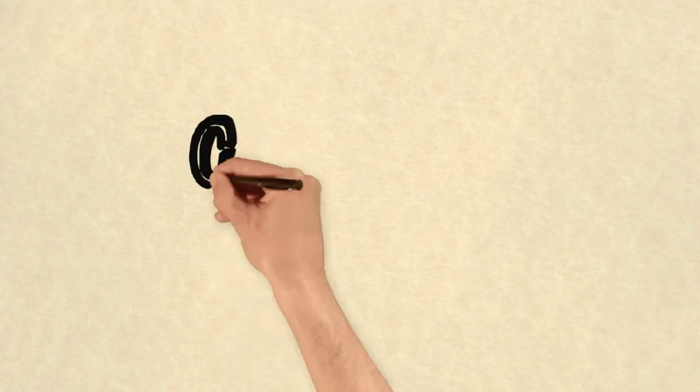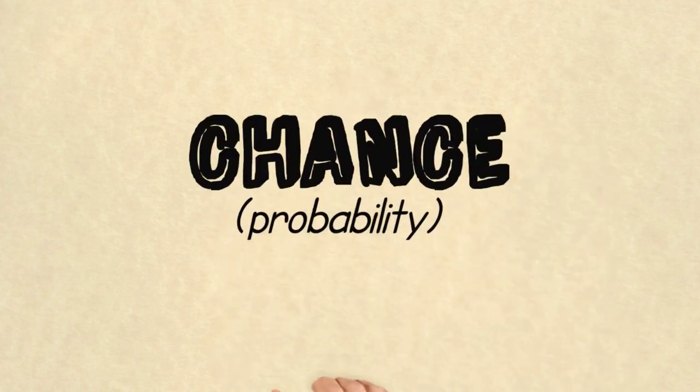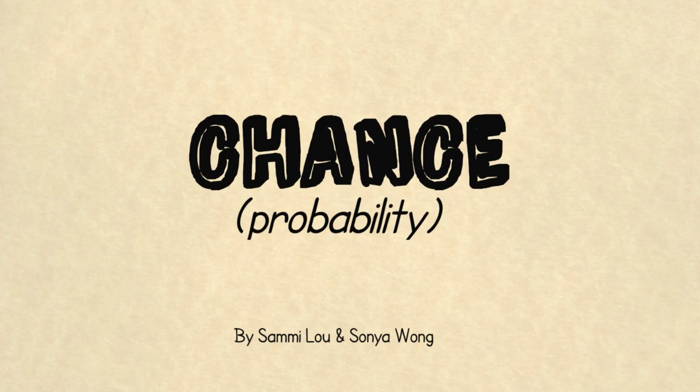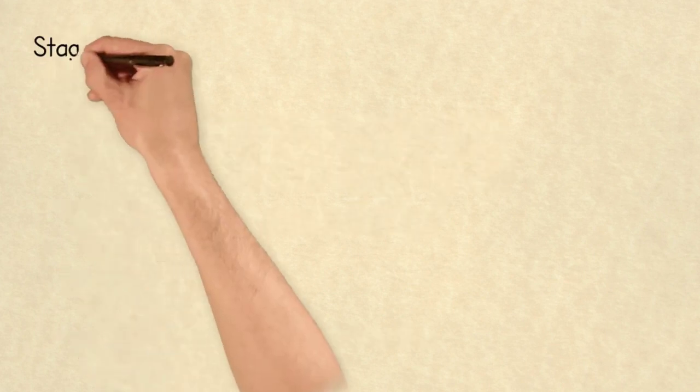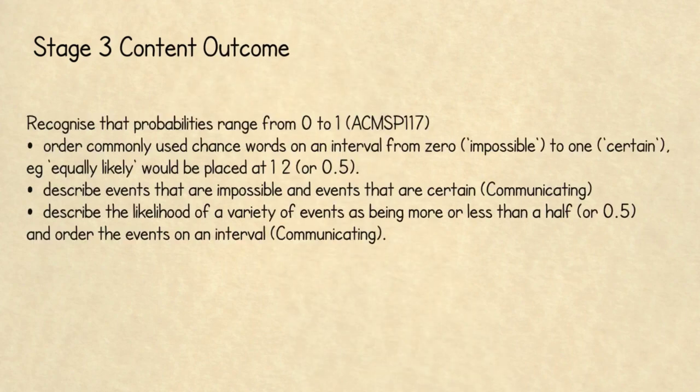In this video, we will be talking about one of the content areas from the New South Wales Mathematics syllabus, which is chance. The Stage 3 content outcome aims for students to recognise that probabilities range from 0 to 1, and order commonly used chance words on an interval from 0, impossible, to 1, certain.